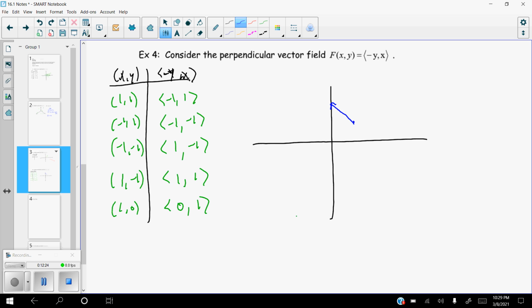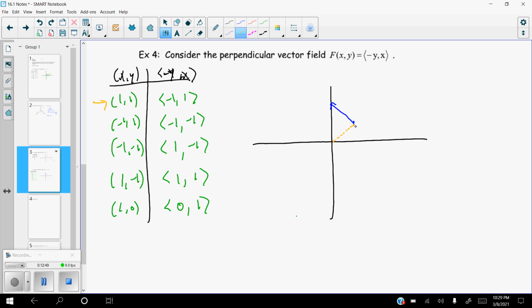Okay, but if I were to start at the origin, and this is why they call it the perpendicular vector field, if I was to start at the origin and draw the position vector, that would have just been this particular vector. And now you can see how that would be perpendicular. And I'll show you one more like that, and then I'm going to stop with that one.